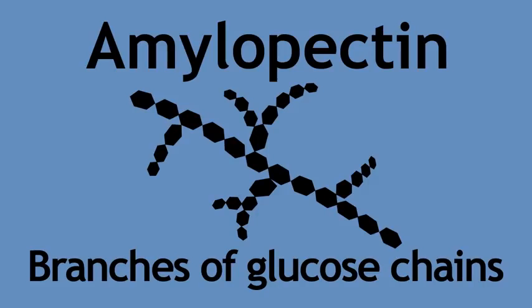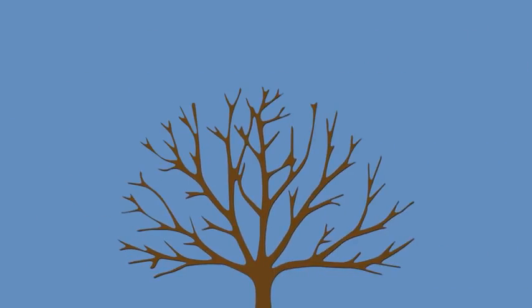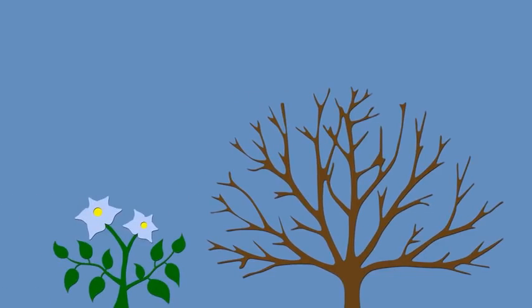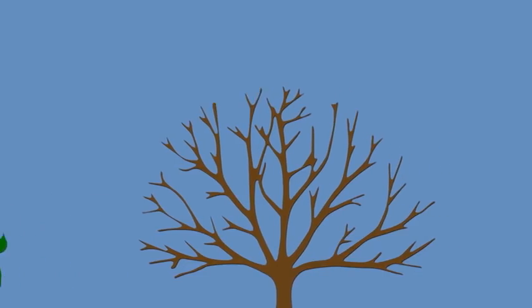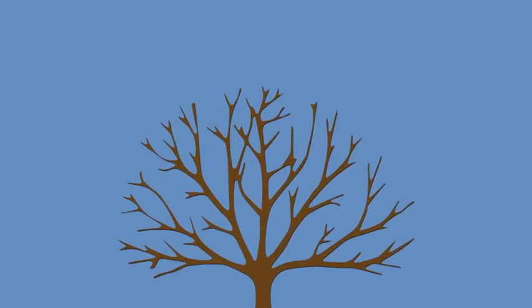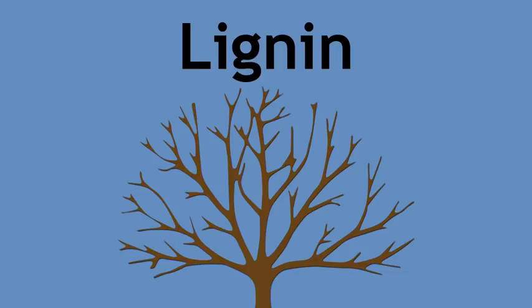Have a look at that tree in the background. The trunk is very, very rigid and strong. It can't just be due to the cellulose, or else the stem of the potato plant would be much stronger. The reason why it is rigid is because the cellulose and other fibers are held intact by another natural polymer called lignin.